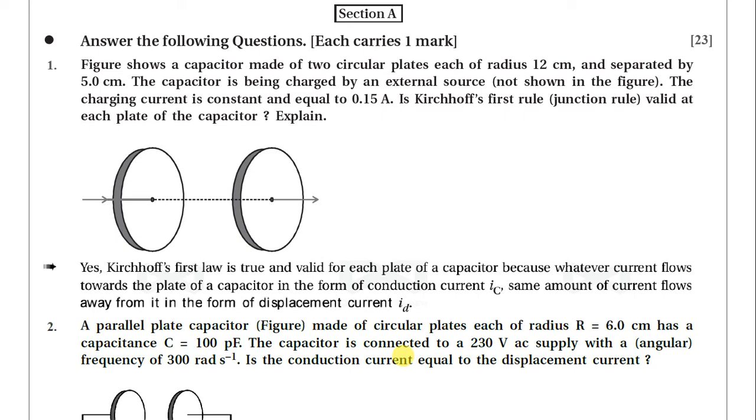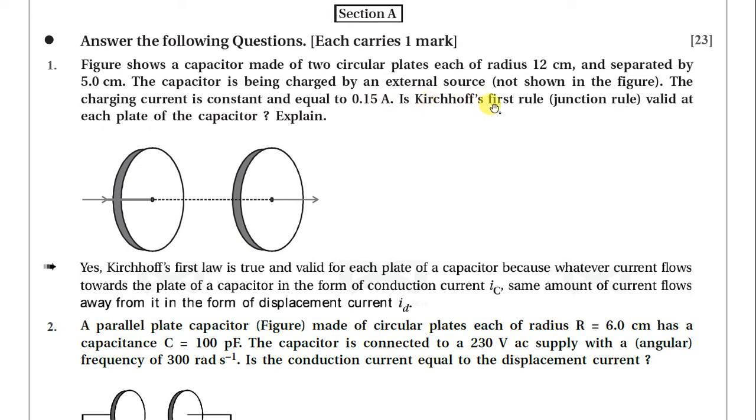First of all, the figure shows a capacitor made of two circular plates, each of radius 12 centimeters, and they are separated by 5 centimeters. The distance d is 5 centimeters. The capacitor is being charged by an external source, as shown in the figure. The charging current is constant and equal to 0.15 ampere.